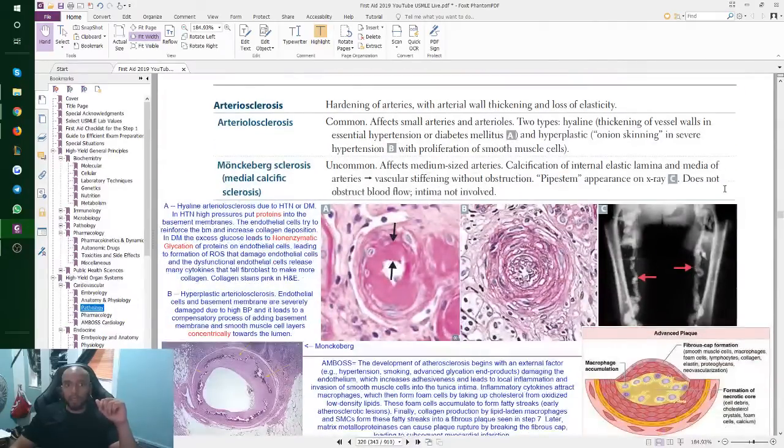And then they go on to talk about arteriosclerosis. There's 2. There's arteriolosclerosis, which is for arterioles. And then there's Mönckeberg sclerosis, which is a little more rare. Arteriolosclerosis is very common, and it affects small arteries and arterioles, hence the name, arteriolosclerosis. There's 2 types. There's the hyaline type, and then there's the hyperplastic type.